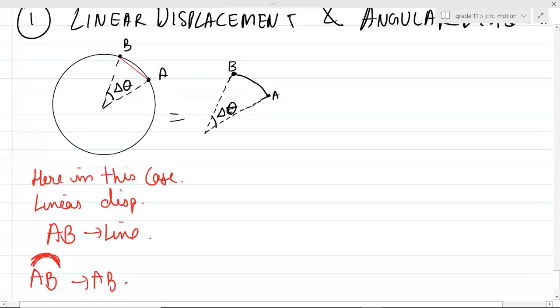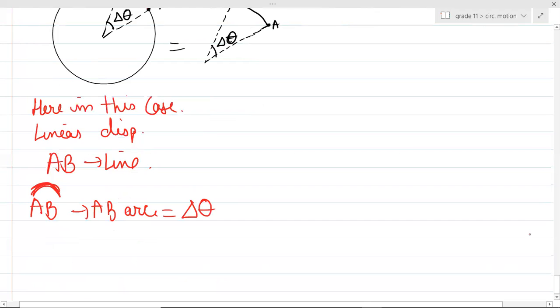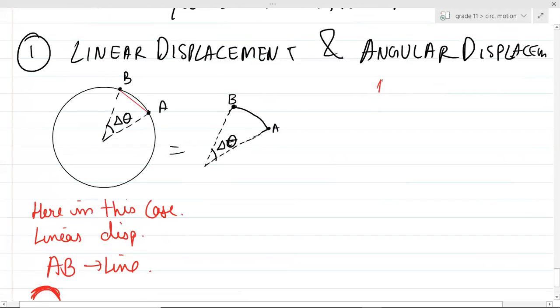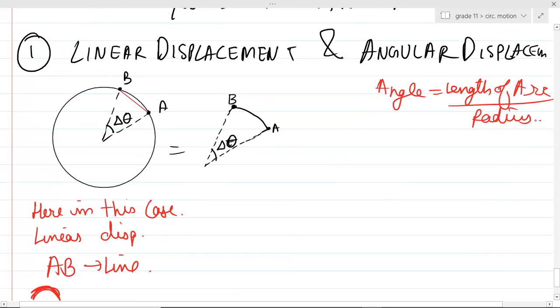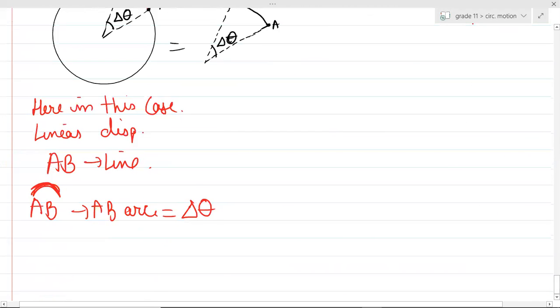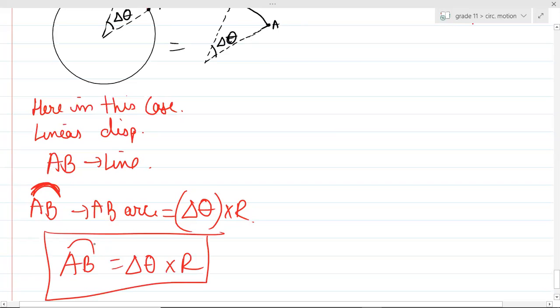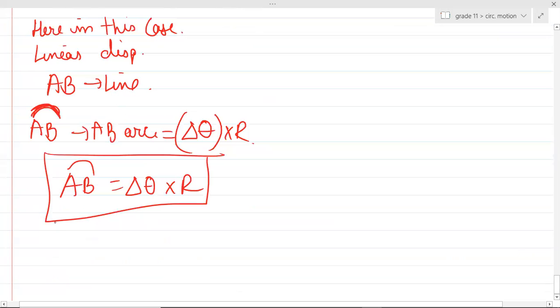Okay. So AB arc can be given by delta theta. Do you remember this relation, guys? Angle is equal to length of arc upon radius. Yes or no? Everyone knows this, right? Yes, sir. Angle is basically length of arc upon radius. So I can say AB arc is basically delta theta multiplied by r. Yes or no? But will AB line and AB arc be equal in this case?